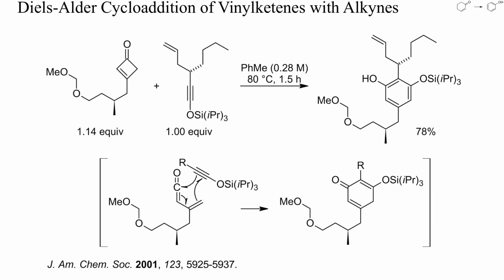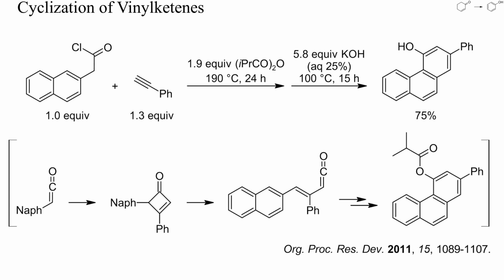Vinyl ketenes are reactive dienes and do also add to alkynes. Vinyl ketenes can be generated by heating cyclobutenones, as in this example. Cycloaddition with a siloxyalkyne gave a substituted phenol directly. The required cyclobutenones can be obtained by 2+2 cycloaddition of ketenes and alkynes, as in this example.